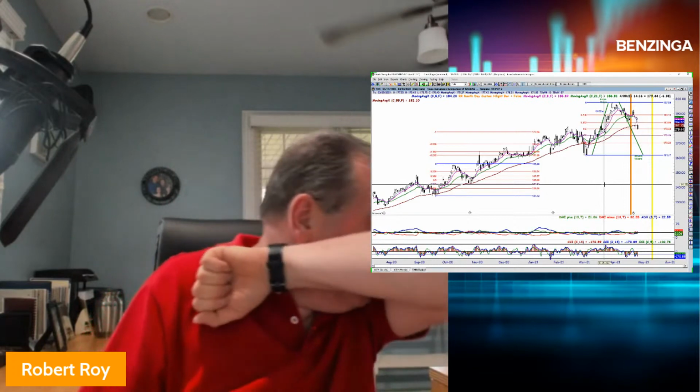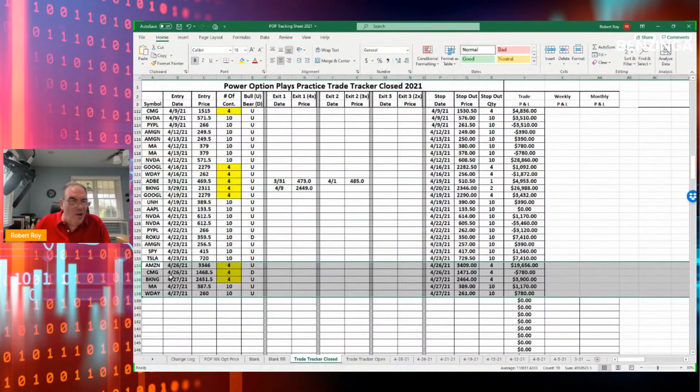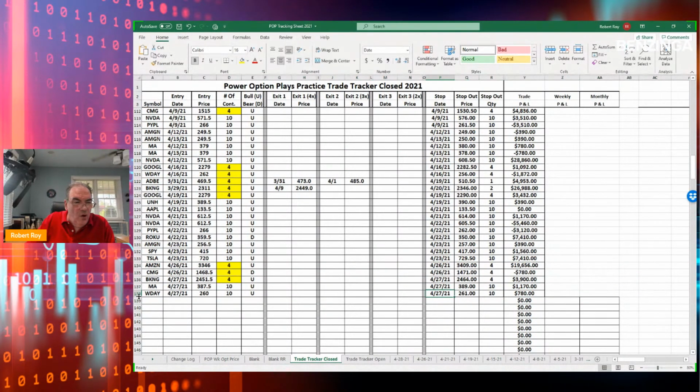But Rob, if it goes up now, I'm going to miss it. You know, you're going to miss things like this all the time. Guys, let me show you this. This year, the last date was 4/27. We have 138 lines in here. The first 3 lines are headers, so that means 135 trades taken this year with this particular service that we have called Power Option Plays.